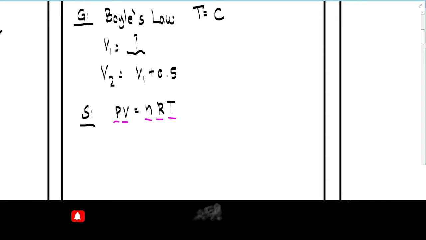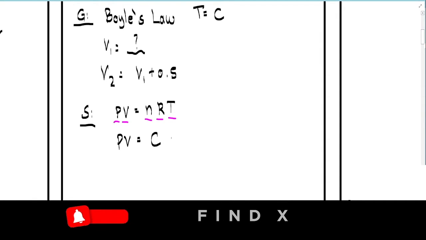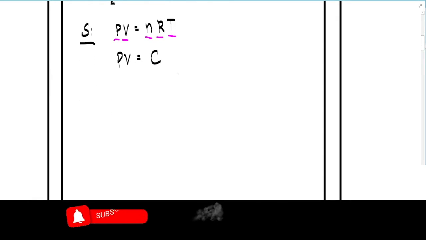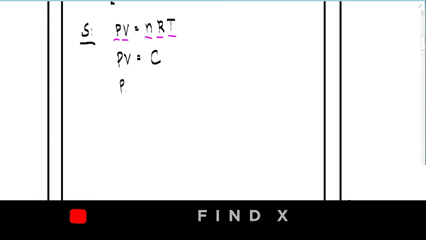So here we can write that PV is equal to C, because they are all constant. And then all you have to do now is copy the left side and just change the subscripts. So you'll have your P1, V1, all equal to, copy but change the subscript, P2, V2.